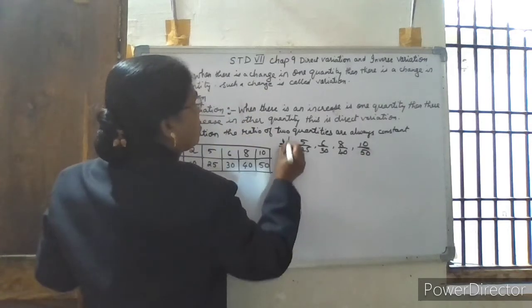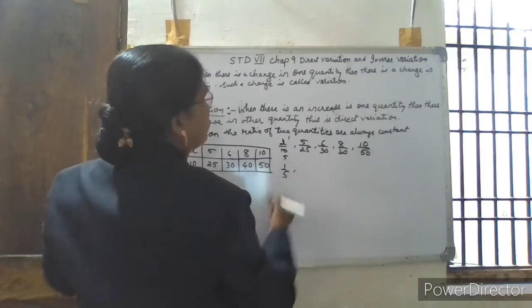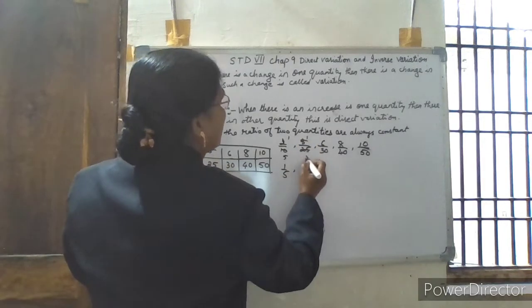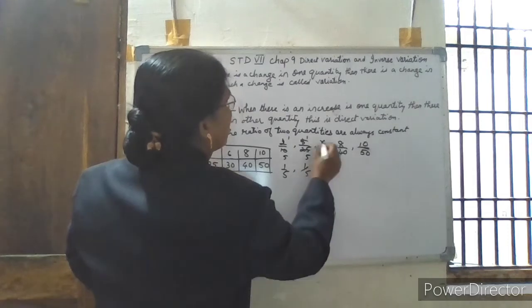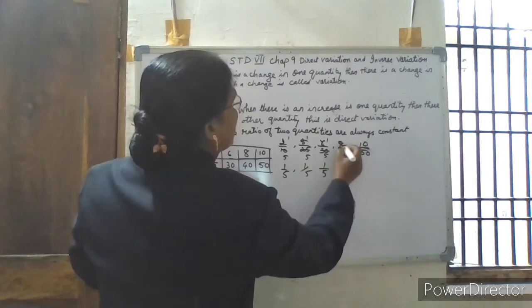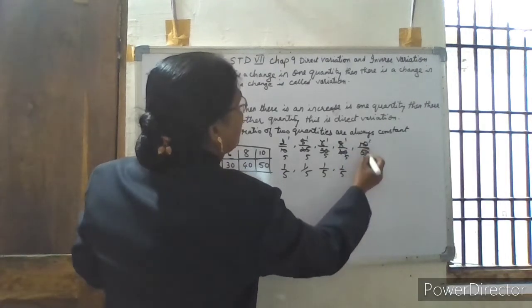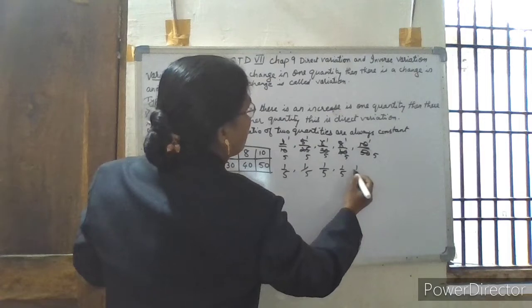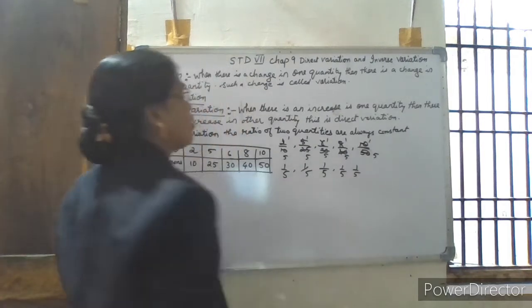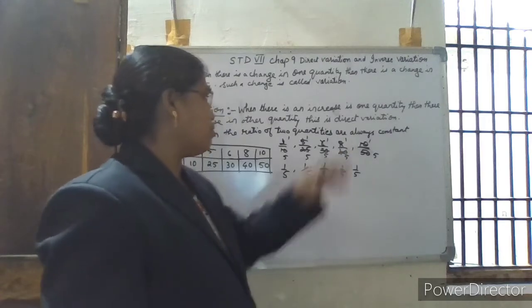2 ones are 2, 2 fives are 10. It is 1 by 5. Yes. 5 ones are 5, 5 fives are 25, 1 by 5. 6 ones are 6, 6 fives are 30, 1 by 5. 8 ones are 8, 8 fives are 40, 1 by 5. 10 ones are 10, 10 fives are 50, 1 by 5. So we are getting all the ratios as 1 by 5.